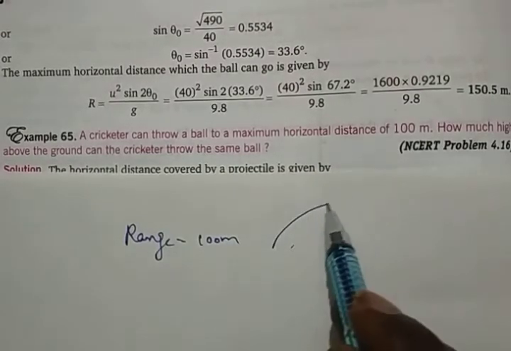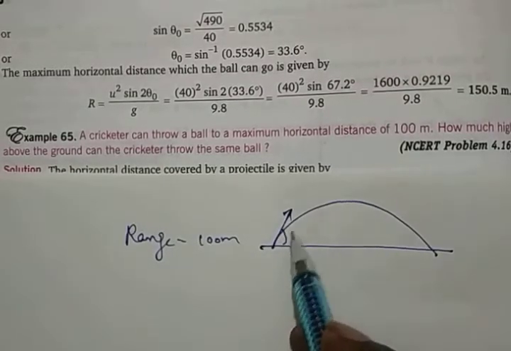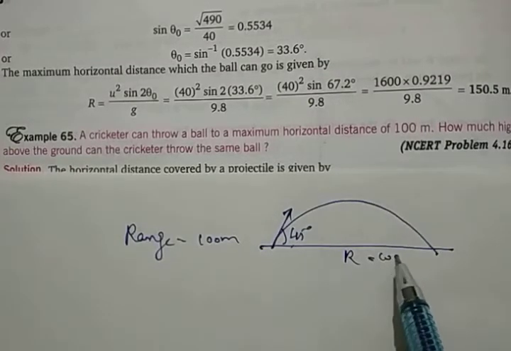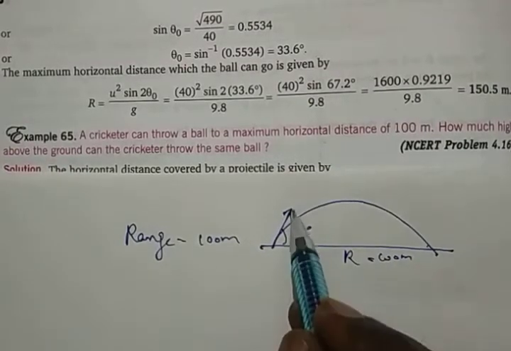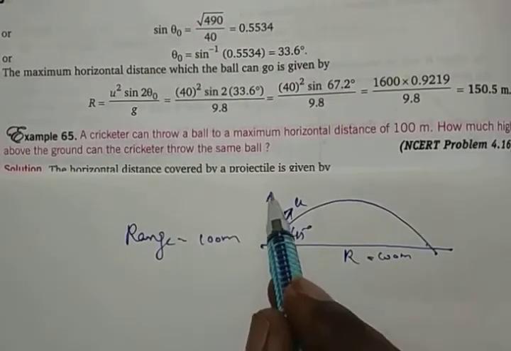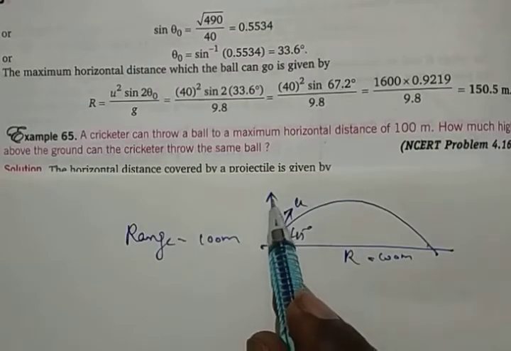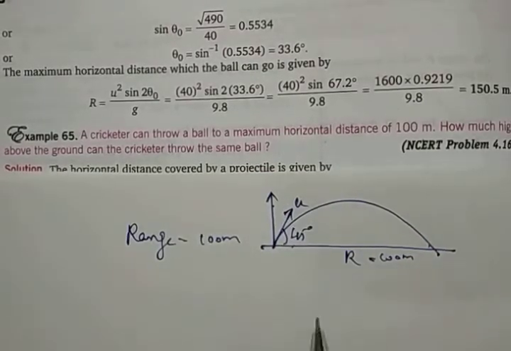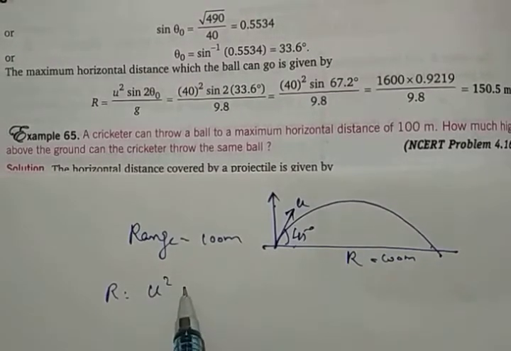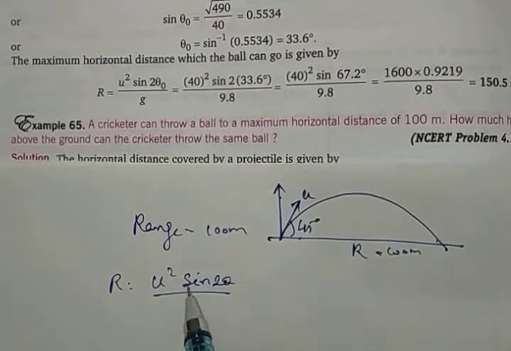So he is throwing a maximum distance here. We already know the maximum distance is obtained at 45 degrees. So you got the range, which is 100 meters. It has gone here with that same velocity. Now he is going to shoot it up there. So if he is using the same u, how much high can it go? That's the question. Range formula is equal to u square sine 2 theta upon g.